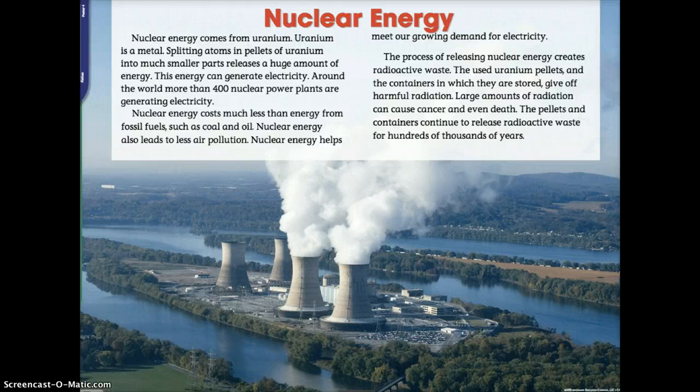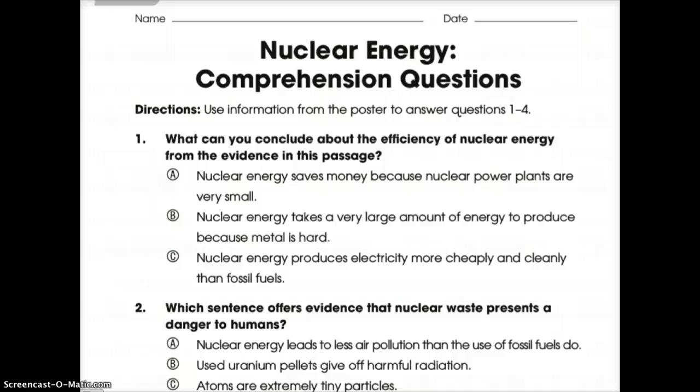So we're looking at BLM 5, and that's in your packet. Question number 1 says, what can you conclude about the efficiency of nuclear energy from the evidence in this passage? A, nuclear energy saves money because nuclear power plants are very small. B, nuclear energy takes a very large amount of energy to produce because metal is hard.